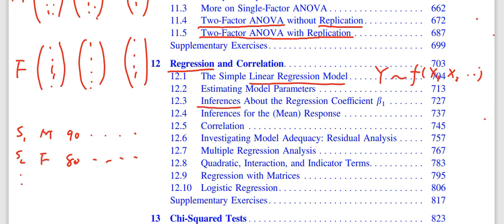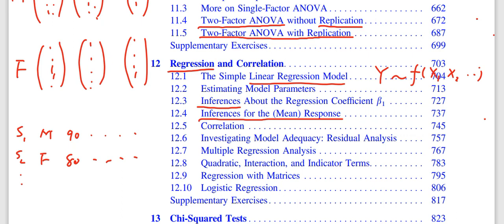So we want to find some information or inference about this beta 1. We can also check inference for other things, for example the mean response. What is the response? If we believe y is related to x, and if we know x, we can estimate this y. So we can find an average, which we call the mean. The response is y.